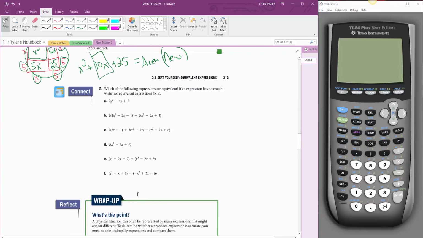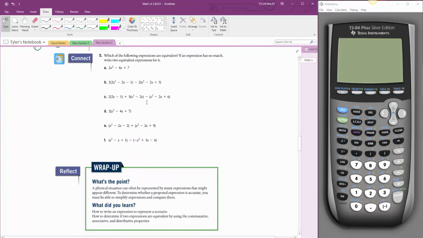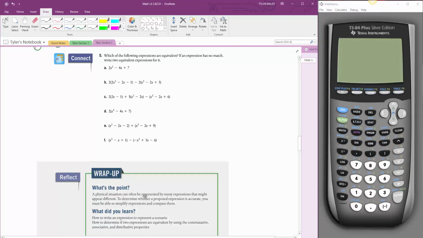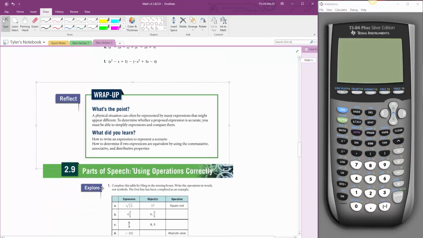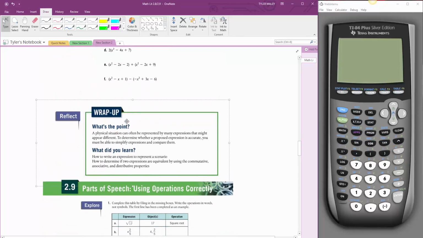So the last problem here, number 5, which is the connect, says: which of the following expressions are equivalent? If an expression has no match, find two equivalent expressions for it. So in other words, we want to simplify these as much as we can and determine if each is equivalent to another expression that we have in this list.